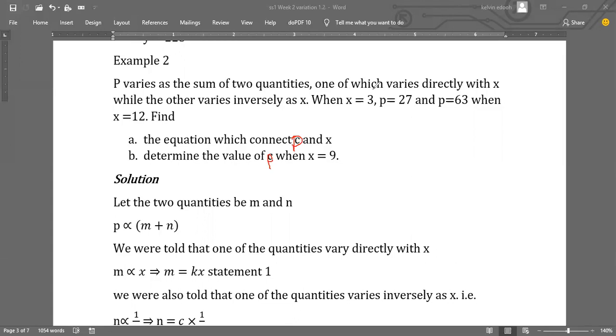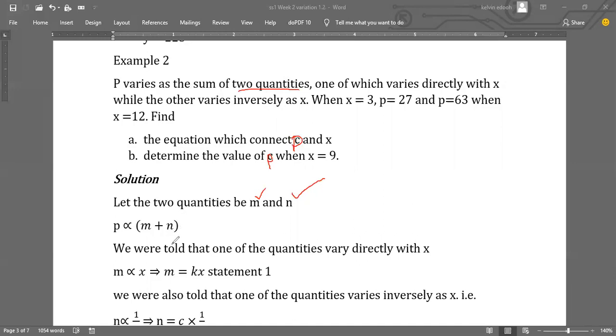First, P varies as the sum of two things. Now, those two things depend on x, we are told that one of them varies directly with x. The other one varies inversely as x. So how do you tackle this problem? First statement, we say let the two quantities that P varies as be M and N. You can use any letter of your own choice. Now they told us that P varies as the sum of these two, so P varies as M plus N.